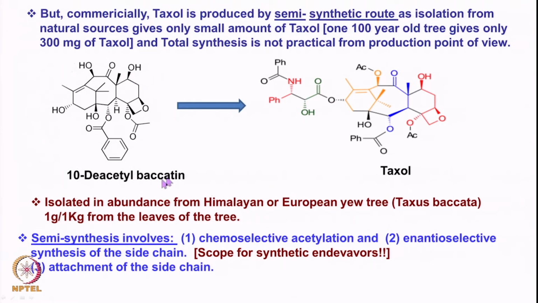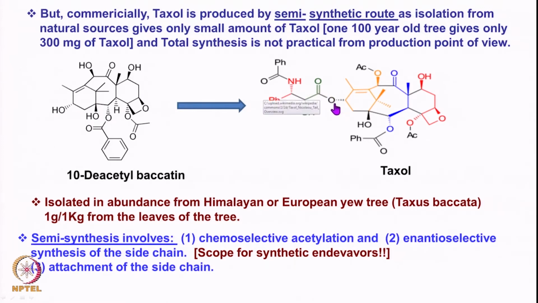So if we start with this naturally occurring 10-deacetylbaccatin, the semisynthesis would involve chemoselective acetylation. That means this particular hydroxy group has to be acetylated, otherwise the rest of the things are there except the side chain here. So we have to do the chemoselective acetylation at this particular position, and then we need to introduce a side chain. Now already there is a hydroxy group here.